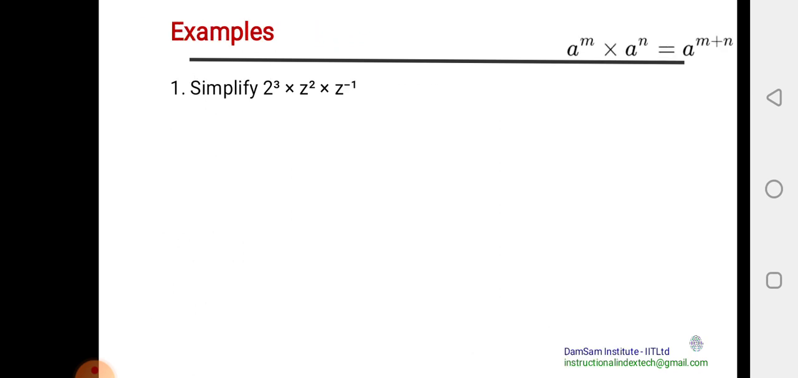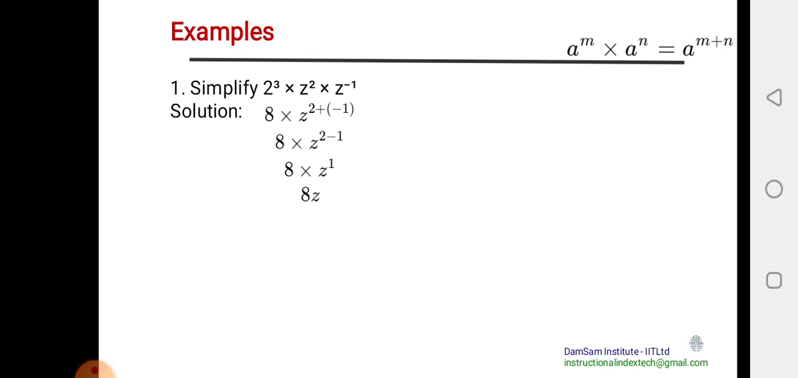First, we look at this. A raised to power m times a raised to power n is equal to a raised to power m plus n. When it is multiplication, the index will change to addition. Just like this example, we're given that 2 raised to power 3 times z raised to power 2 times z raised to power negative 1. So we have the one that happened to be z. So the power will be addition because multiplication is in between them, just like we have it here.